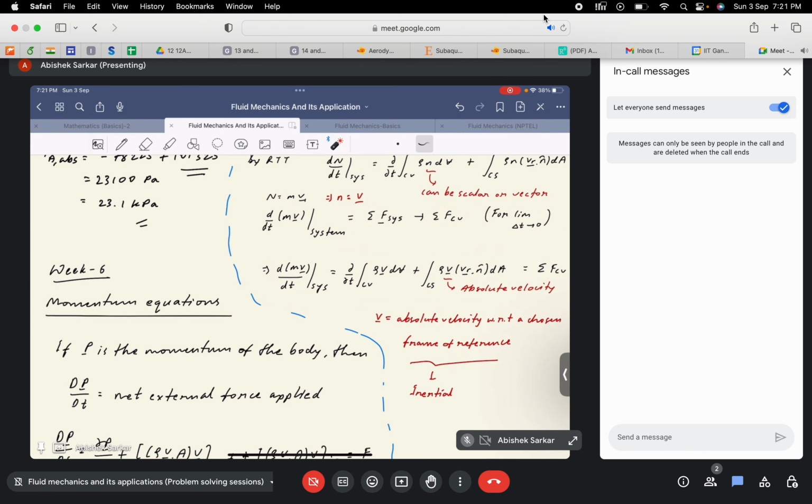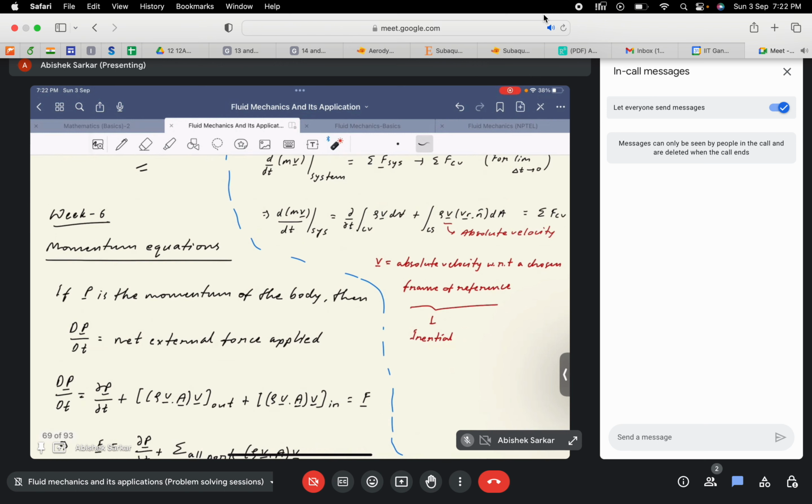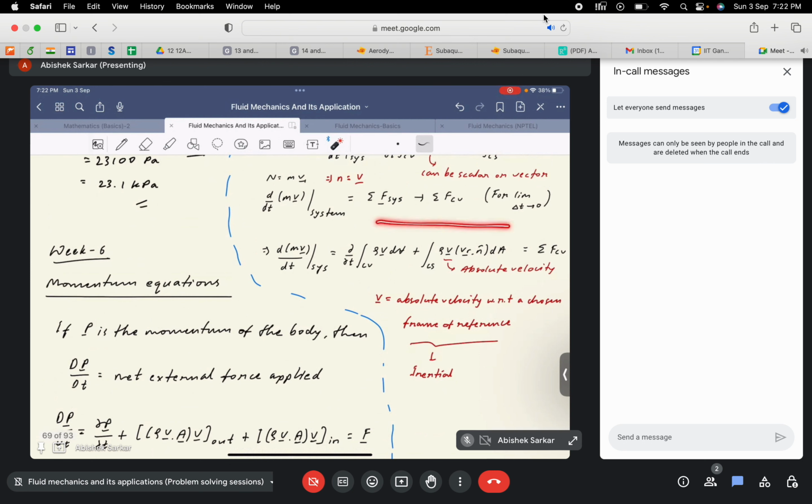Again, I guess this was discussed by Professor Gupta in his lecture. This again implies the same thing, where F denotes the net force that acts on the control volume, the control system, because for the limit t tends to zero, this is equal to the net force that acts on the control volume. And that's basically this assumption that I mentioned here, just for you to know, so that you're not confused.